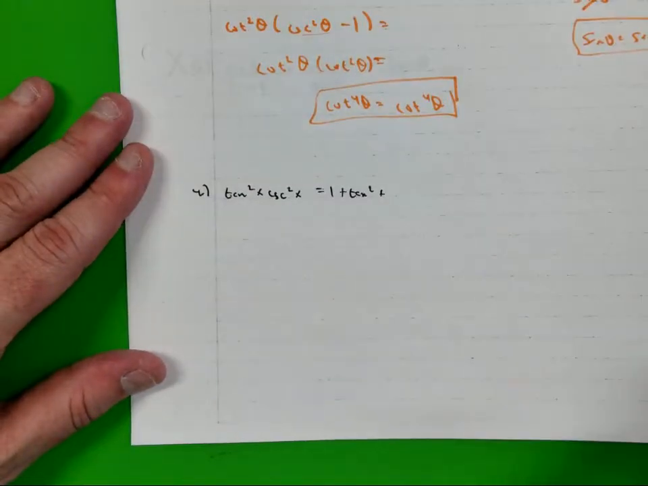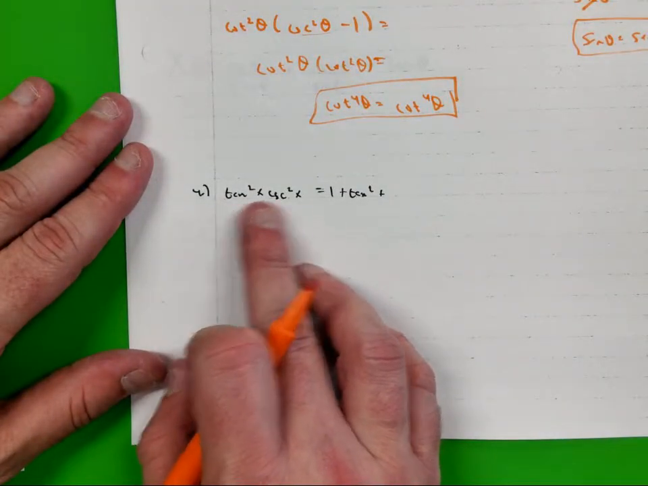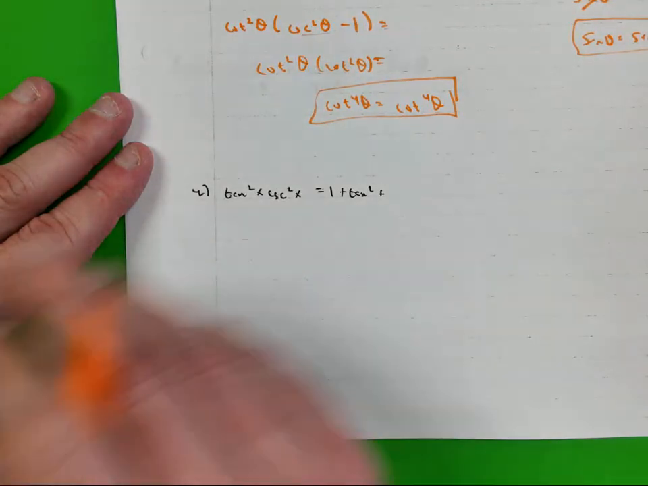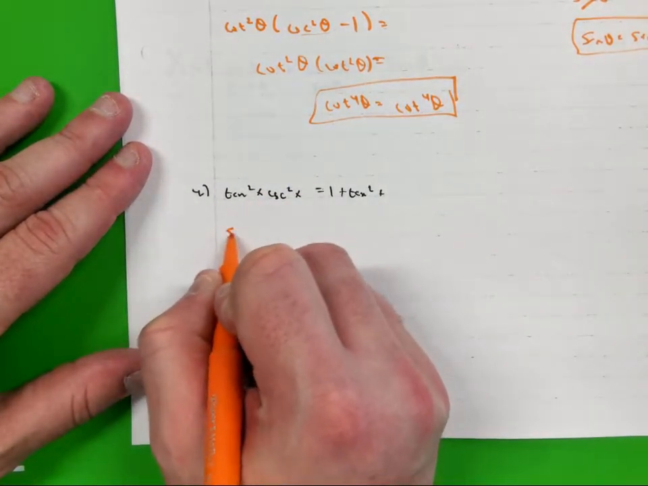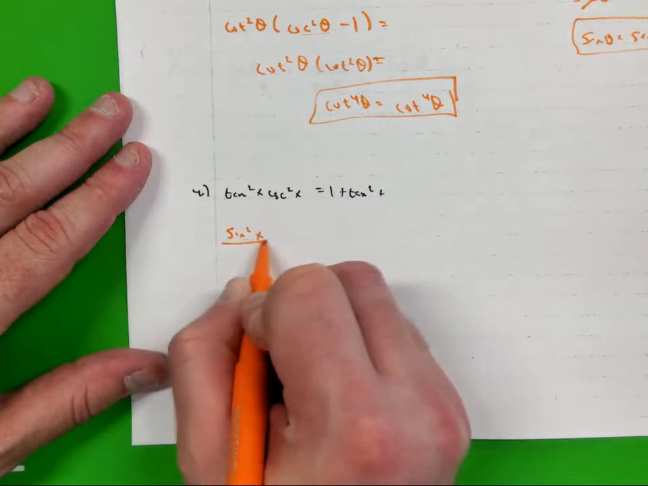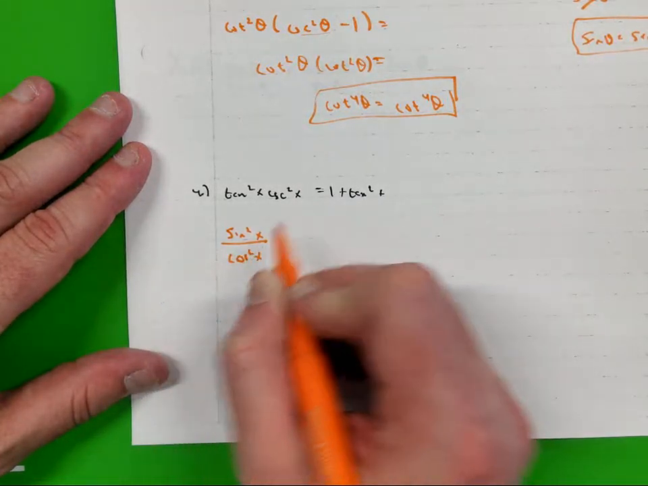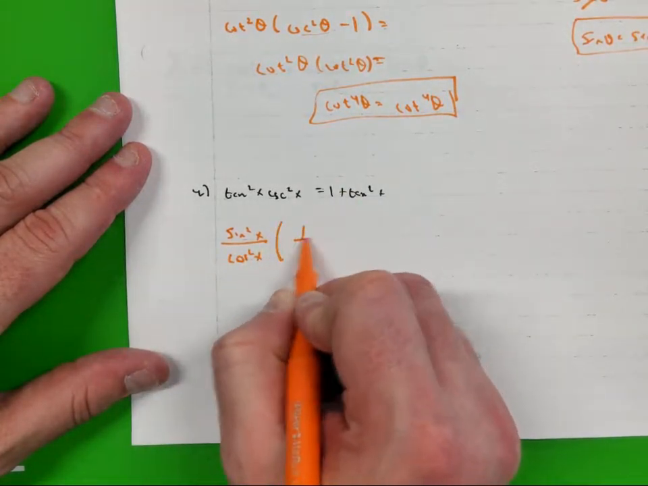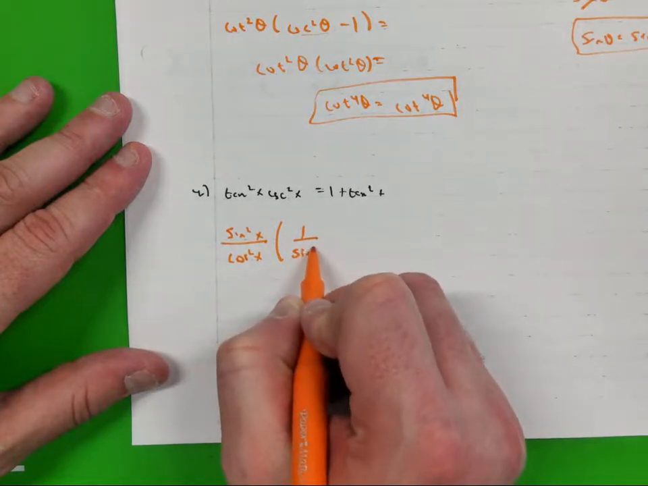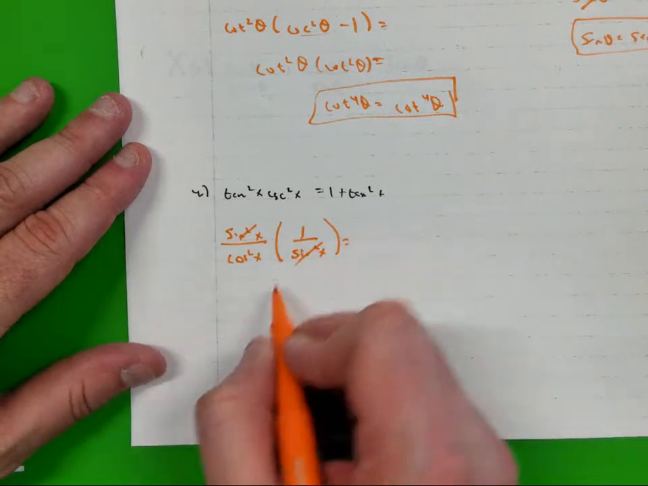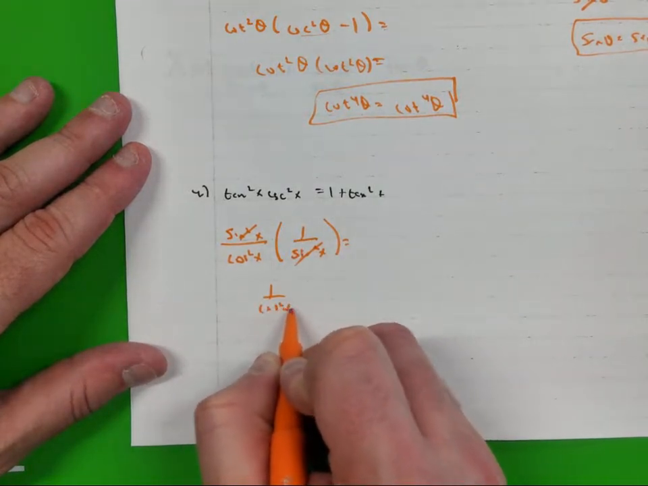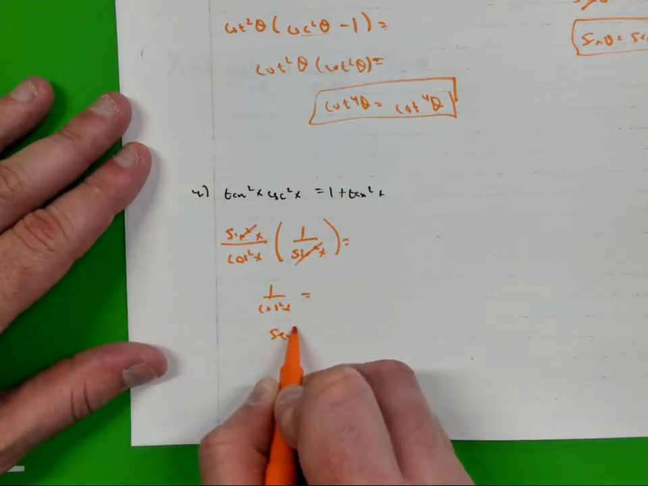Now, number 4, I'm going to start with this side right here. Tangent squared and cosecant squared. I'm going to show you because I want to show you this one. This is going to be sine squared x over cosine squared x times 1 over sine squared x. What happens to these? I'm left with 1 over cosine squared x, which is equal to what?